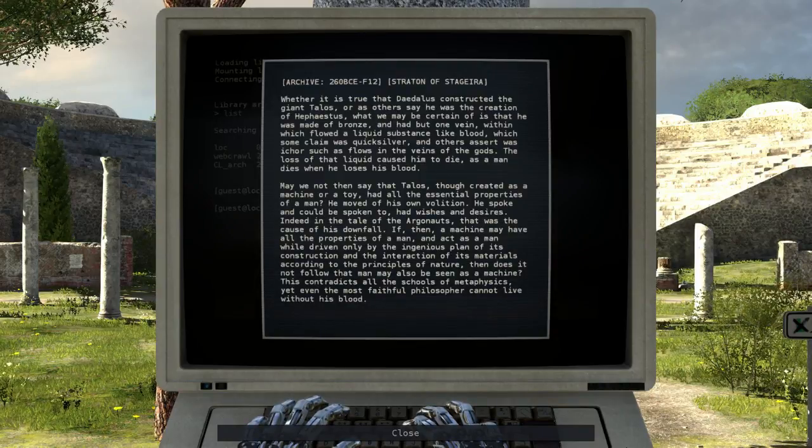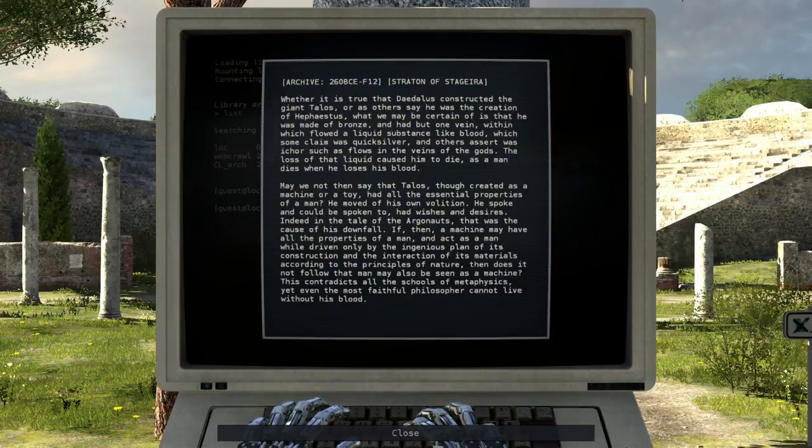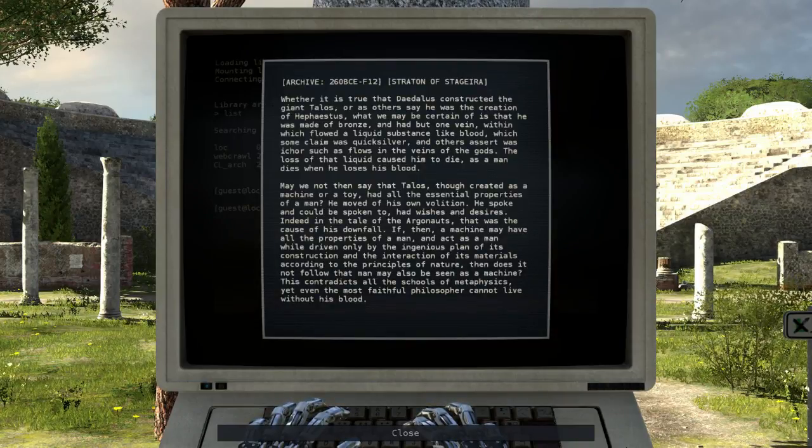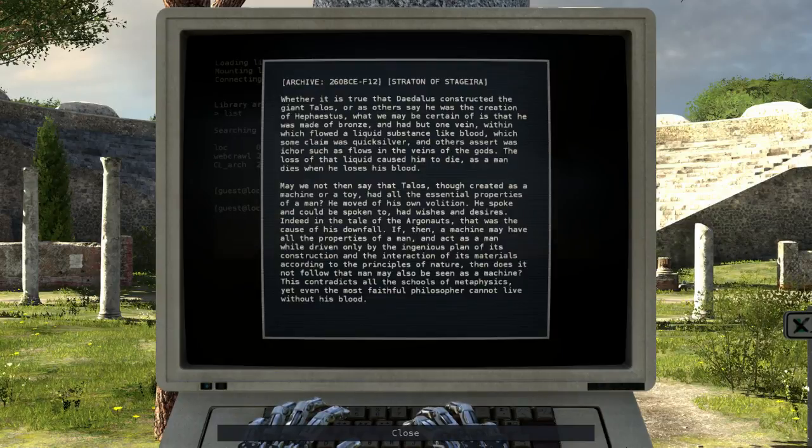May we not say then Talos, though created as a machine or a toy, had all the essential properties of a man? He moved on his own volition, he spoke and could be spoken to, had wishes and desires, indeed. In the tale of the Argonauts, that was the cause of his downfall. If, then, a machine may have all the properties of man, and act as a man, while driven only by the ingenious plans of its construction and interaction of its materials according to the principles of nature, then does it not follow that man also be seen as a machine? This contradicts all schools of metaphysics, yet even the most faithful philosopher cannot live without his blood.